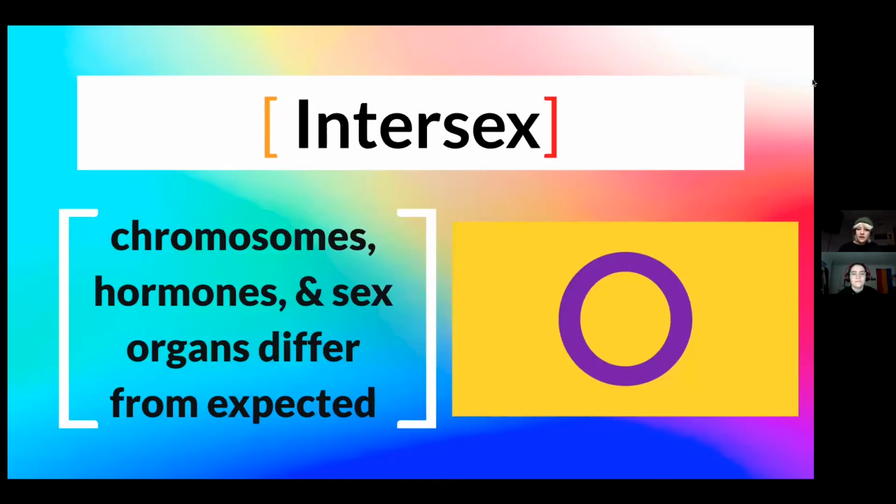So then there's intersex, which is a term for a combination of chromosomes, hormones, internal sex organs, and genitals that differs from the two expected patterns of male or female. So this is technically also a medical condition, and so some people who are born like this may not consider themselves part of the queer community, but they are included because some people do consider themselves to be queer.